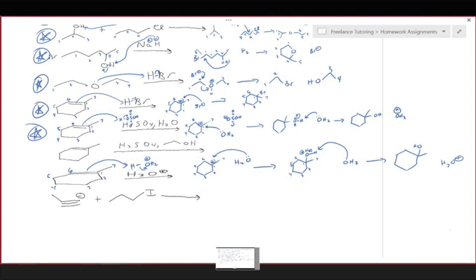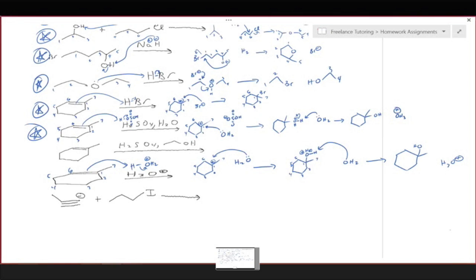So what does H3O+ really mean? H3O+ really means a strong acid in water. It's just kind of a shorthand or a code for a strong acid in water, probably sulfuric acid in water. So in that bottom example with the H3O+, that probably is sulfuric acid in water. We just haven't shown the sulfuric acid, we've just shown the protonated water, because you get the same results either way.